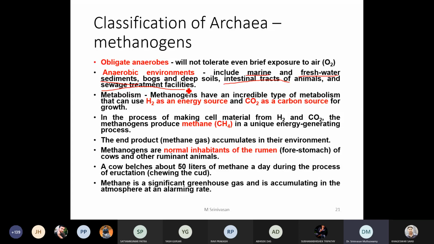This is all because these methanogenic bacteria grow in the sewage and produce methane. We would also have noticed that in sewage there is a small bubbling up. That is all because these bacteria metabolize and release methane.